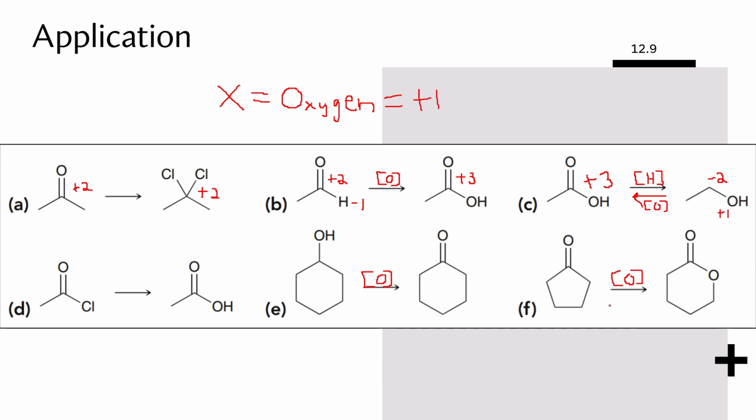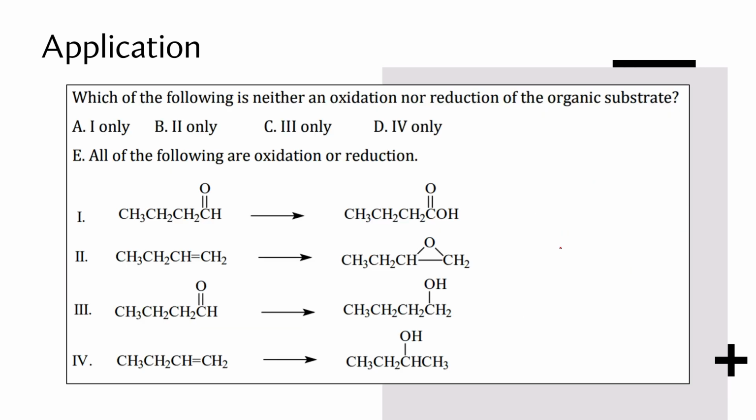Okay? So good. We now know how to assess these oxidation states and determine when something has gone through the grinder and we've looked at its final product, whether it was oxidized or reduced. This is very important for the chemistry that we're going to be doing. In fact, it's very important for your exam just to know this fundamental principle. So this is from your exam, and it says, which of the following is neither an oxidation nor reduction of the organic substrate? So let's go ahead and look here and see if we can do this together, okay?